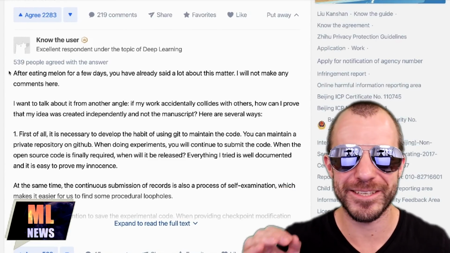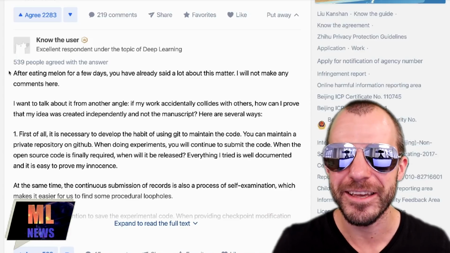This is so cool. This is my new go-to saying. I guess it's probably some sort of a way to say "after thinking about it for a few days" or something like this, and it's a colloquial expression, but this is gonna become my new go-to sentence. "After eating melon for a few days, I've decided." Excellent, excellent. I love it.